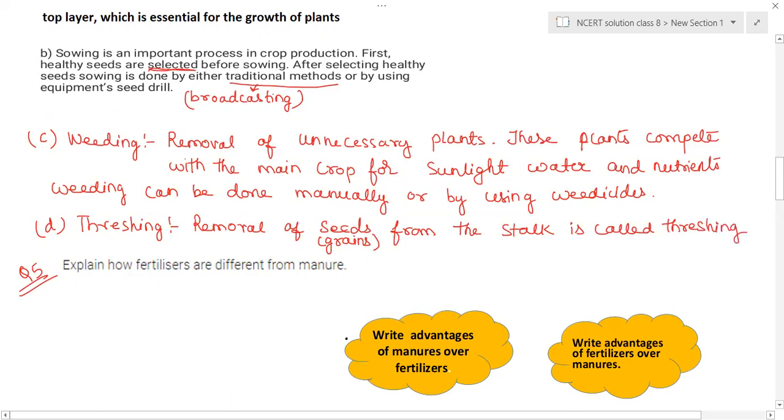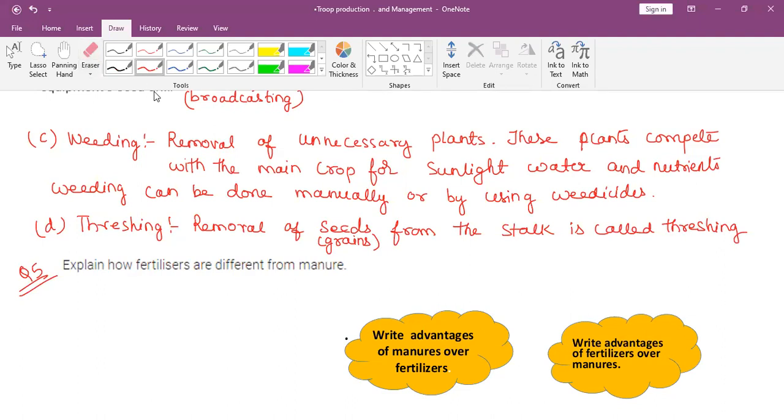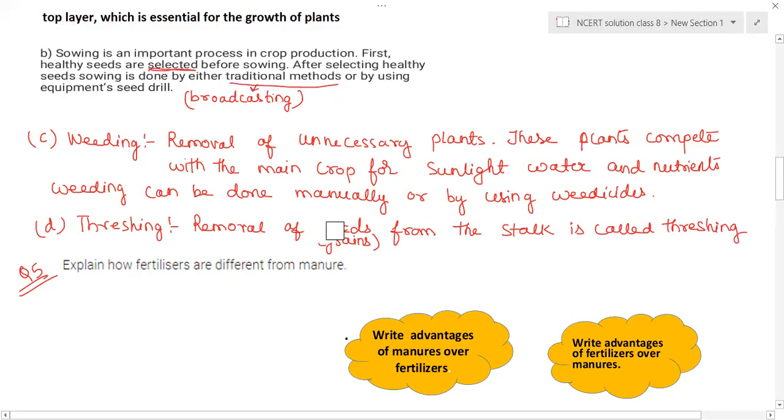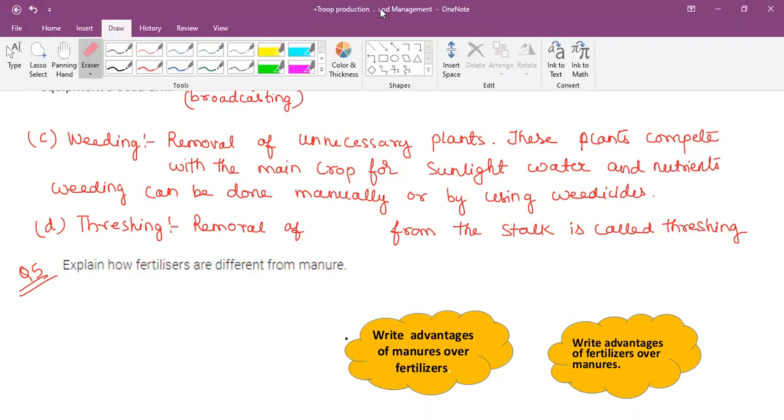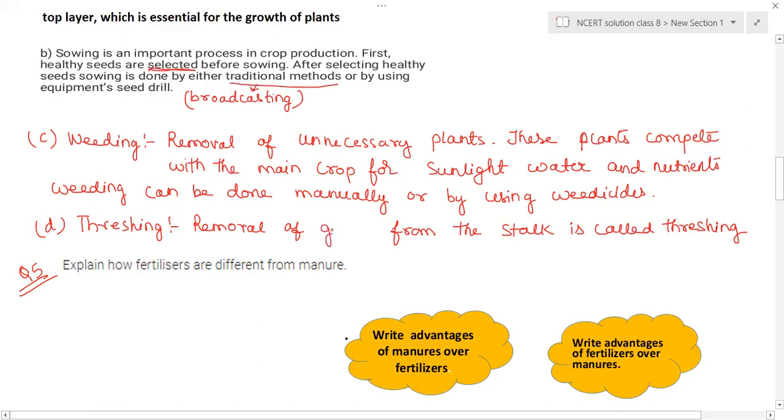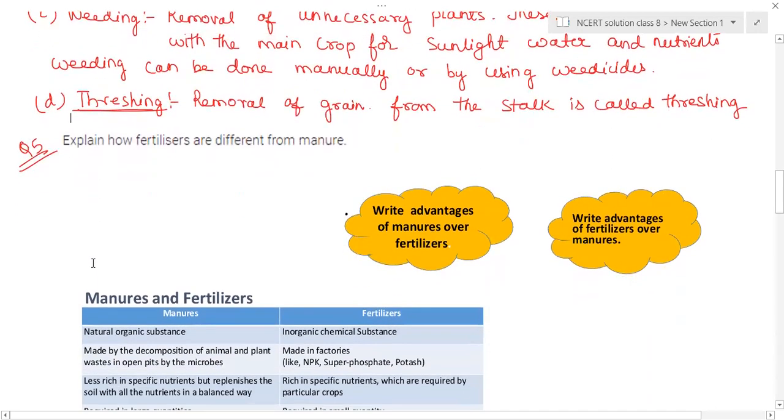Let's write grains, because actually grains are a form of seed, but let's be more specific here and just replace it by grains. Now this can be done in many fashions. You can do threshing manually by hitting the crop on a rough surface, or nowadays a thresher is used. That can also be mentioned in your answer.